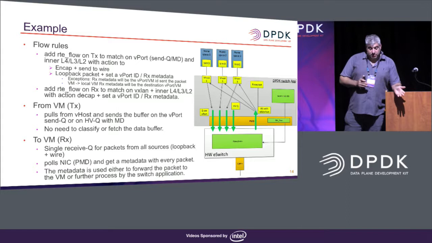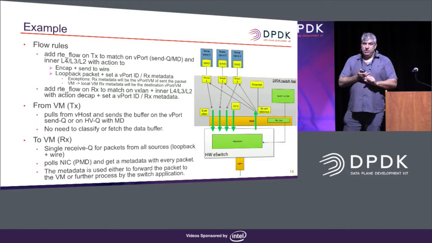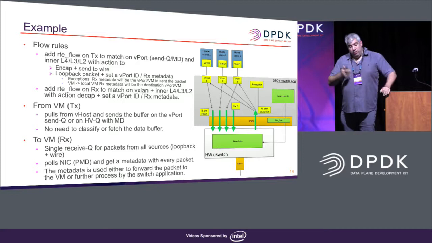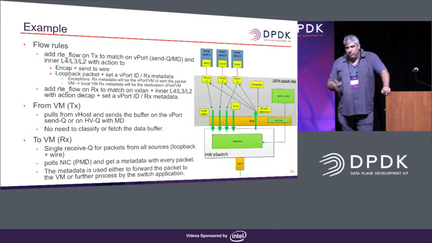Because all the rules are already in hardware, the hardware will do the parsing, the checksumming, the encapsulation, and the rewrite if needed, and will forward. Or we will loop it back to a different VM that's on the same machine, or we'll encapsulate the packet and send it to the wire.